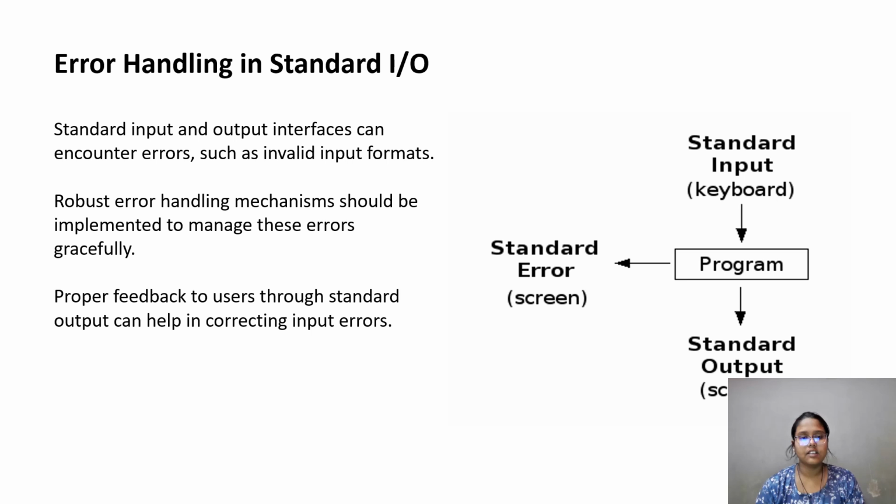Error handling in the standard input output. Standard input and output interface can encounter errors such as invalid input formats. A robust error handling mechanism should be implemented to manage these errors gracefully. Proper feedback to the user through standard output can help in correcting input errors. The standard input given to the program will give the output, and it also gives the standard error for the screen.